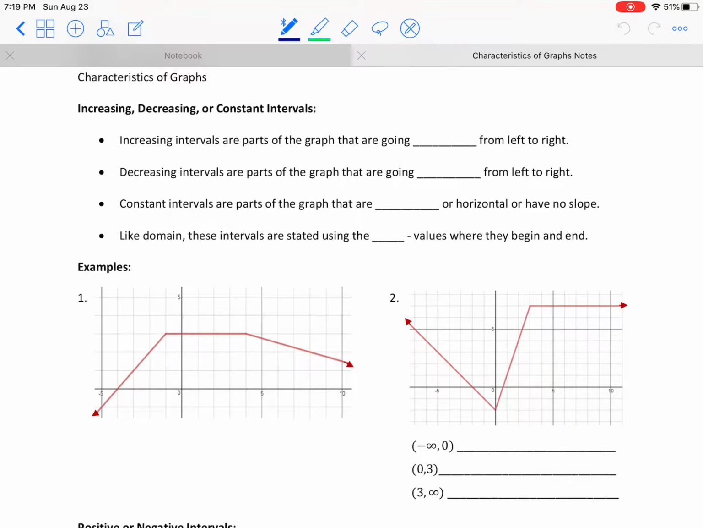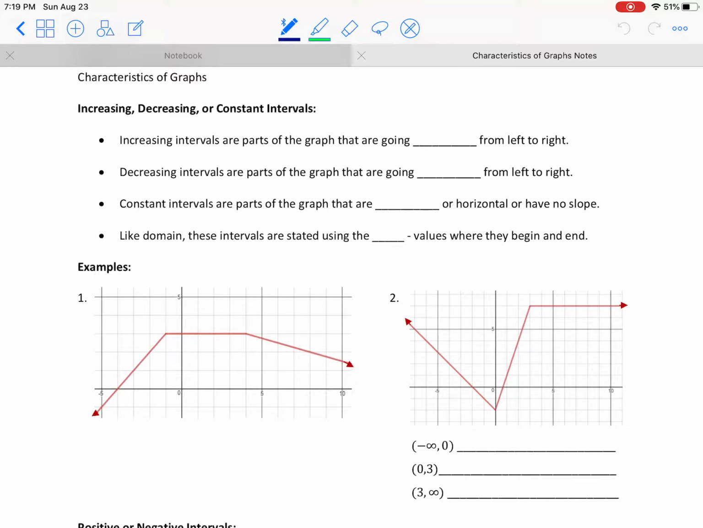So we're going to be looking at some generic graphs today and trying to determine things like over what intervals is the graph increasing, decreasing, constant, positive, negative. We're going to talk about end behaviors, and then we'll culminate with a problem where we could utilize all the notations that we've talked about so far.